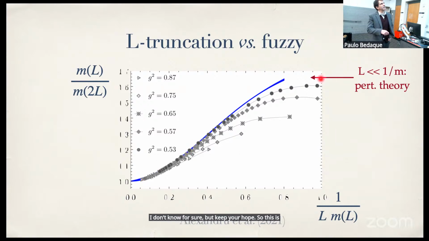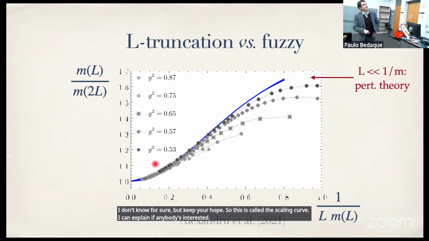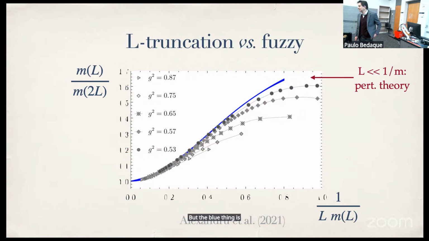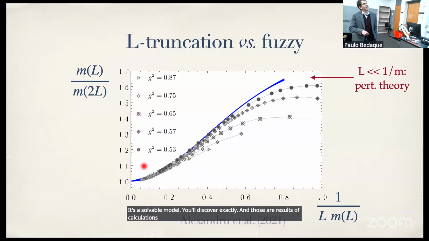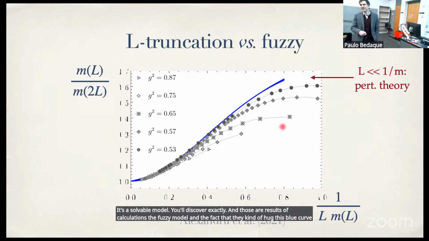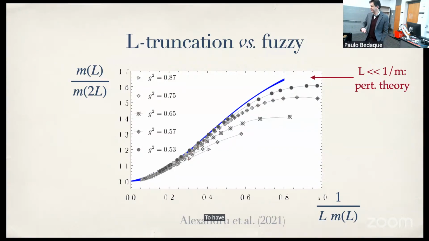I can explain if anybody's interested. But the blue thing is what the sigma model does. You can do this. It's a solvable model. You know this curve exactly. And those are results of calculations of the fuzzy model. And the fact that they kind of hug this blue curve is the evidence that I have not only a continuum limit, but I have the correct sigma model.